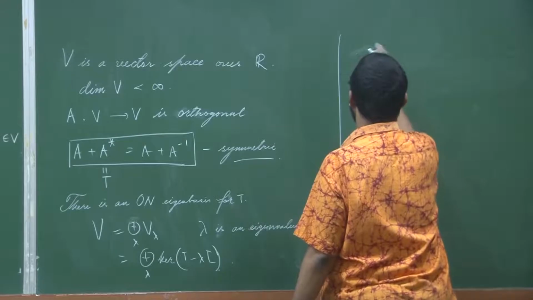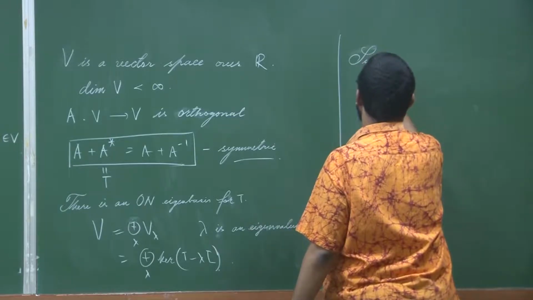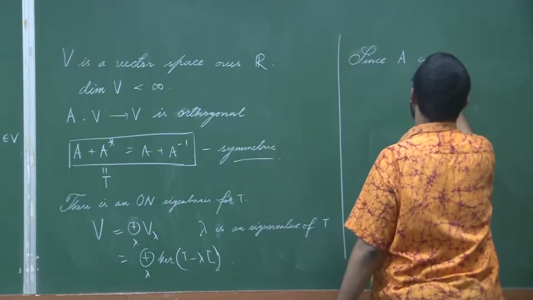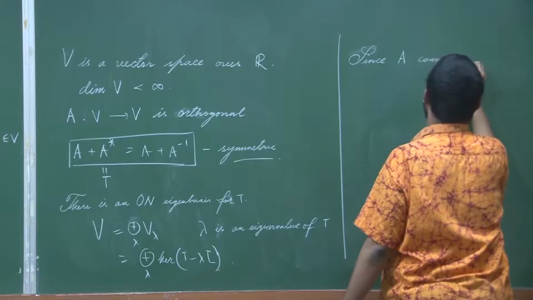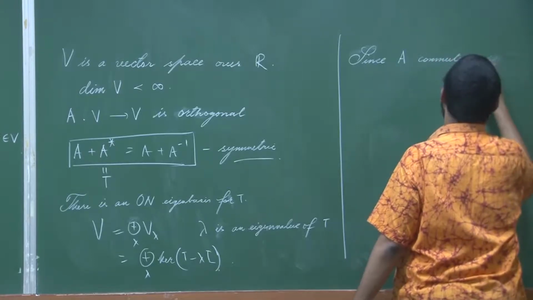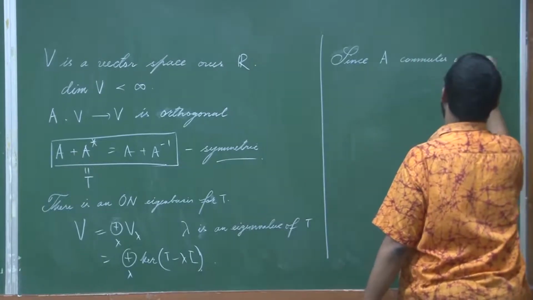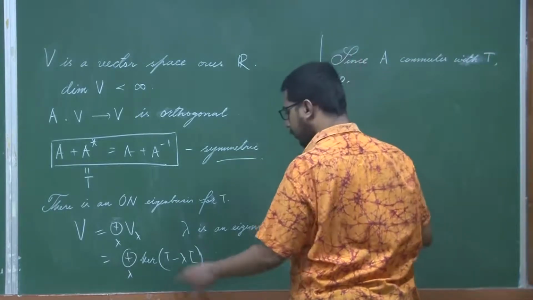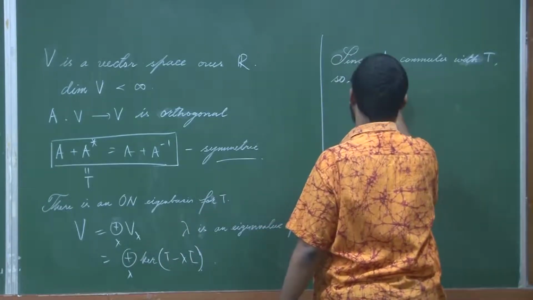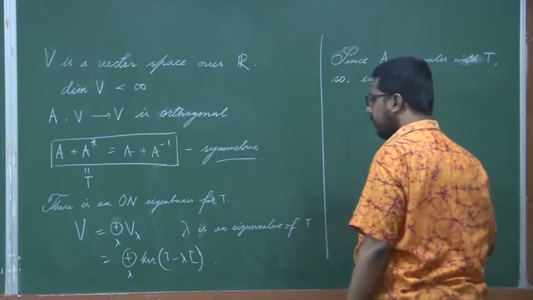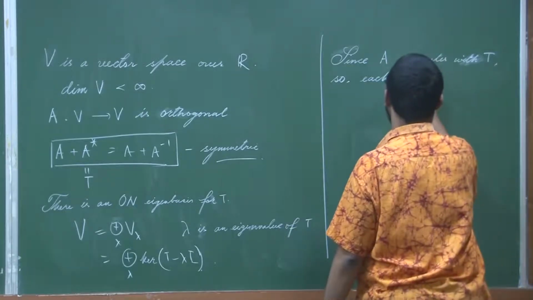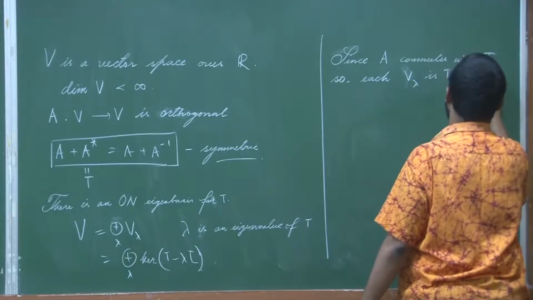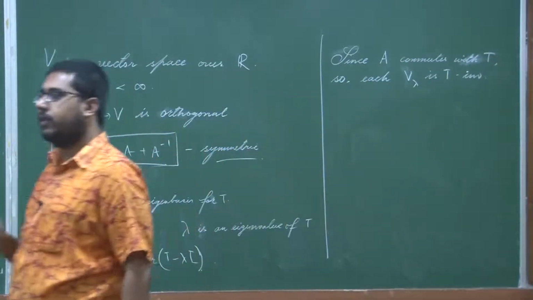Therefore, since A commutes with T, A commutes with T. So each V lambda is T invariant. Okay. So far so good.